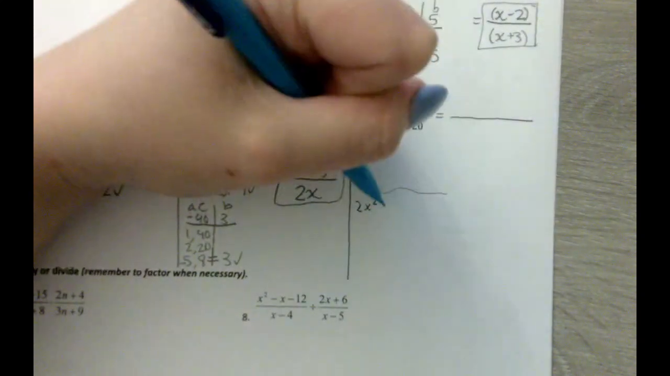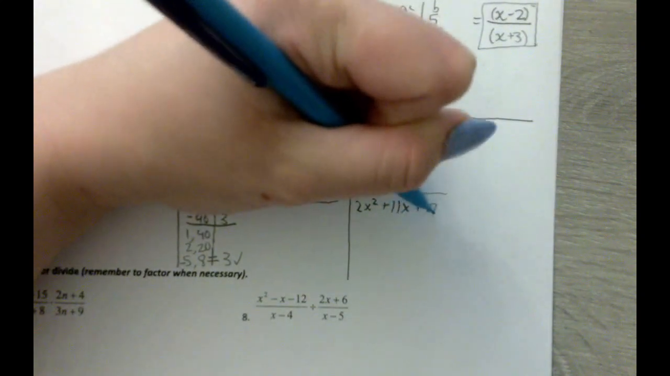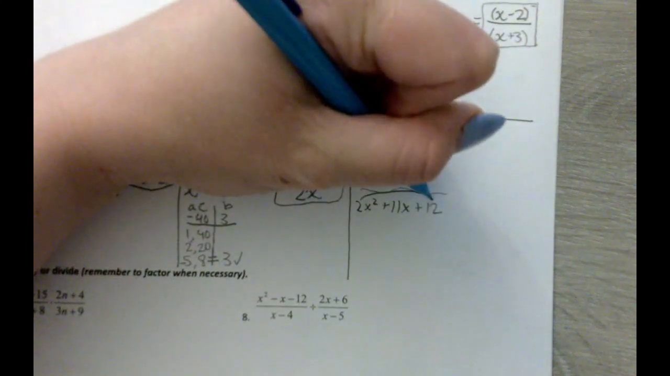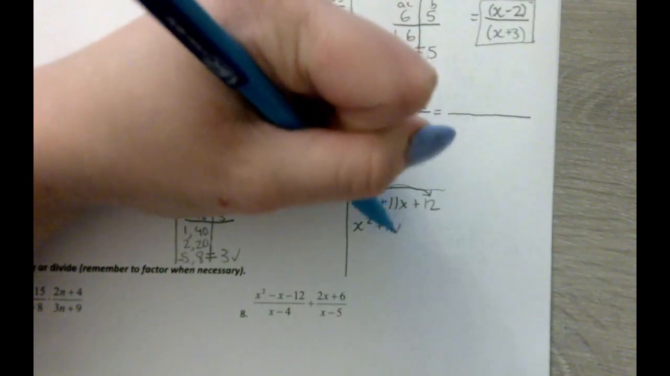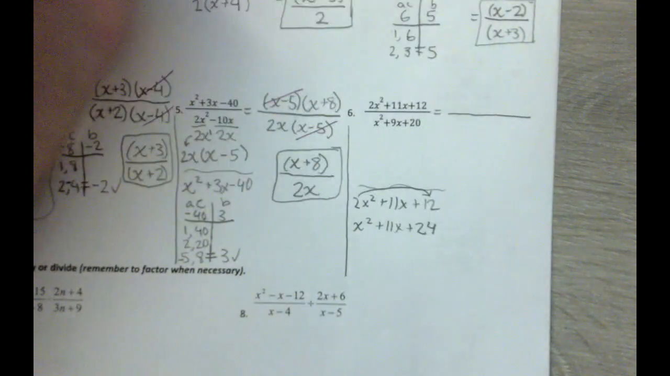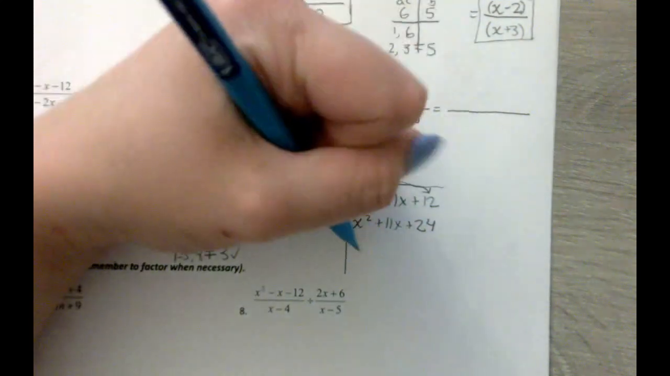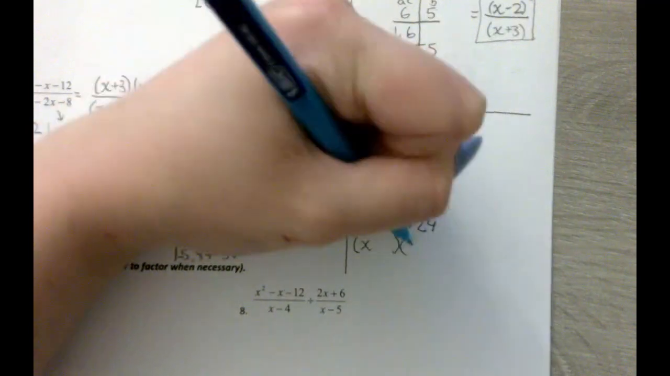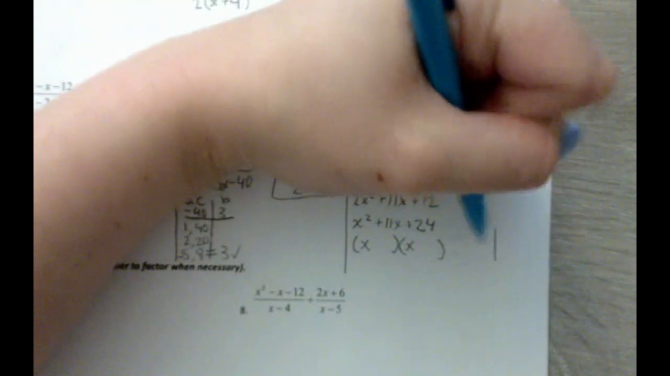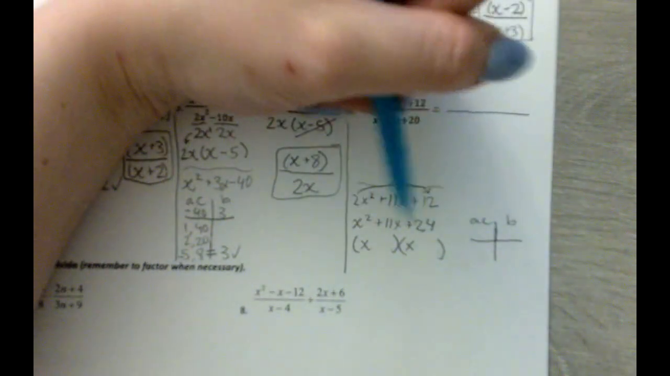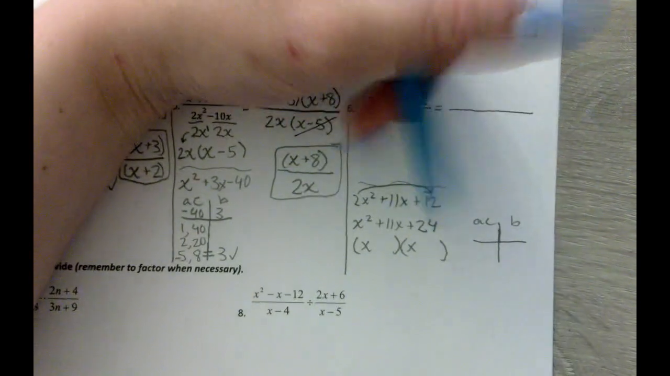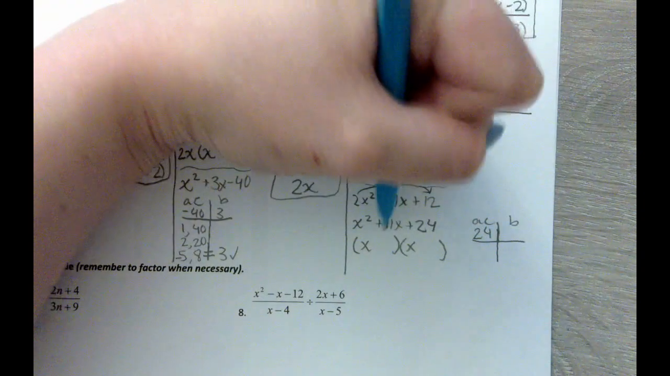So we have 2x squared plus 11x plus 12. Slide that 2 over. We have x squared plus 11x plus 24. And then we need to factor this. This will take an ACB chart. I'm going to go ahead and set up my factors. So we've already done the AC step. That's how we got the 24. So 24. And the B is 11.